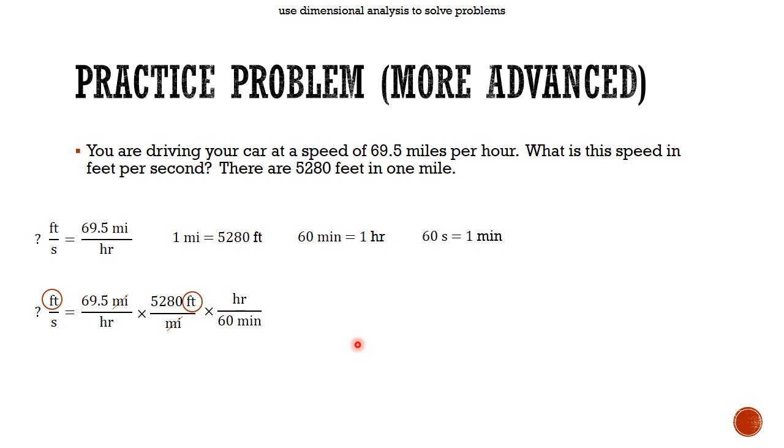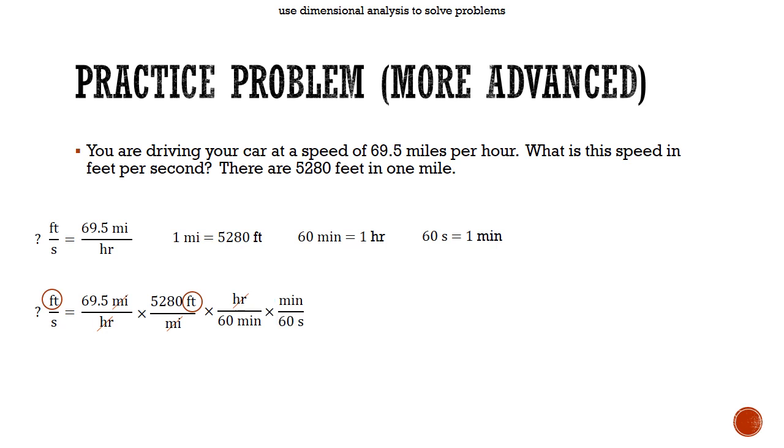Now you might be thinking, wait, these don't cancel, they're not next to each other. The units cancel not because they're right next to each other. It's just about one being in the numerator, one being in the denominator. So this hours unit here that we started with is in the denominator. This one's in the numerator. They cancel. And now I need to cancel my minutes unit.